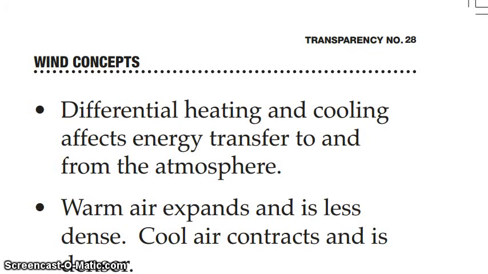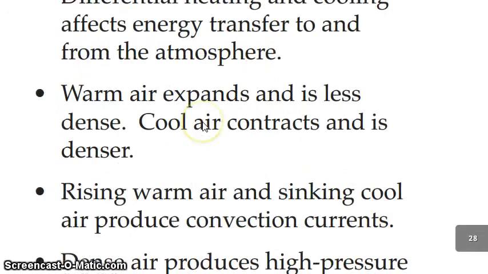Then we took what we looked at with air pressure and we started to tie that into the concepts of wind and what causes wind. Some of the main things that we looked at for causing wind are differential heating and cooling, the effects of energy transfer. As heat transfers to and from the atmosphere, different parts of the Earth's surface are going to heat up and cool off at different rates, creating different temperatures and leading to different pressure air masses.